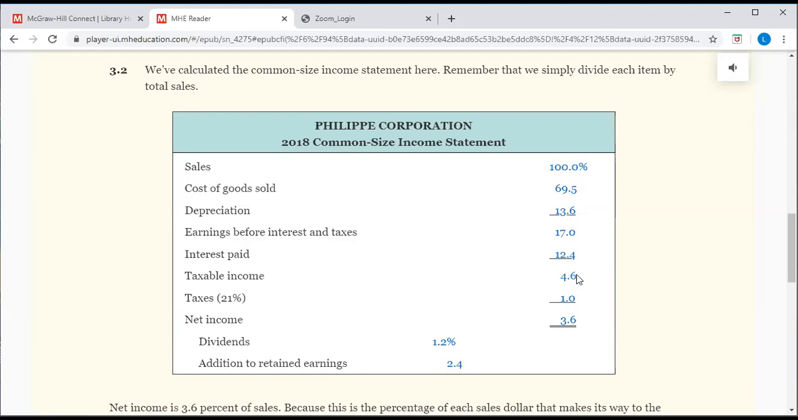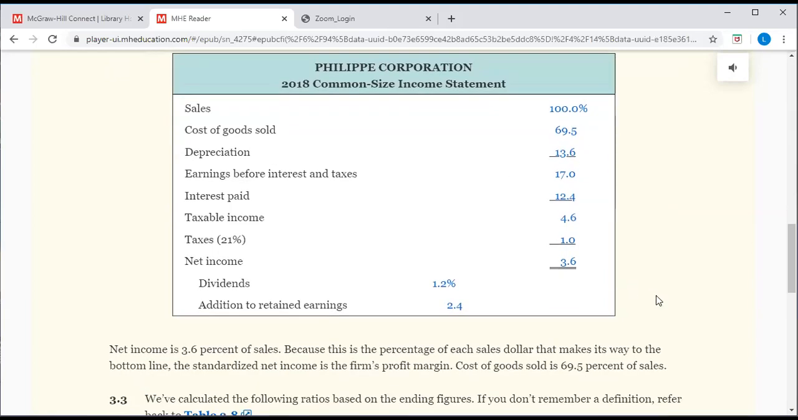So it asks us, how do you interpret the standardized net income, first of all? So net income is 3.6% of sales, because this is the percentage of each sales that makes its way to the bottom line. The standardized net income is the firm's profit margin. So for every dollar of sales, 3.6 cents of it remains as net income after paying off all the other expenses, including taxes and interest.